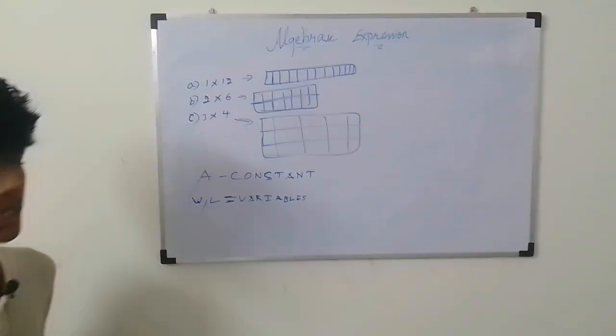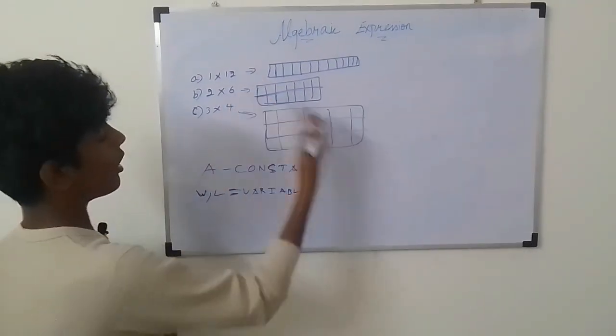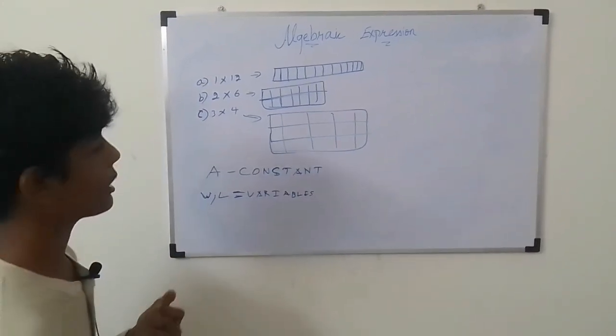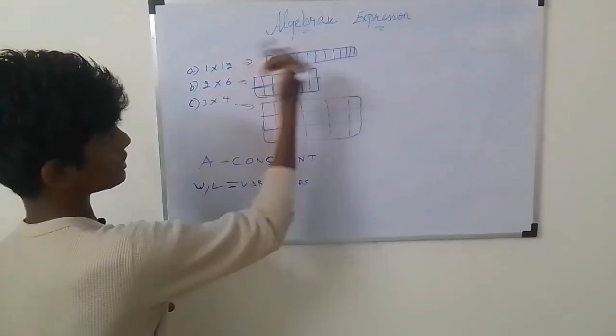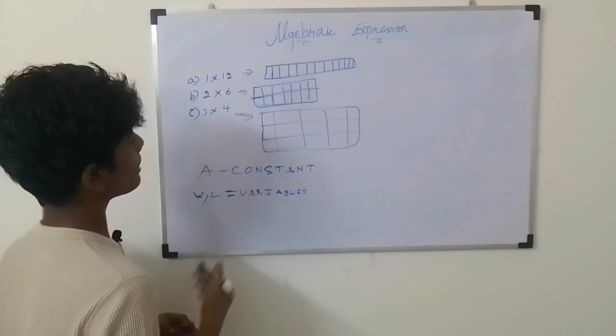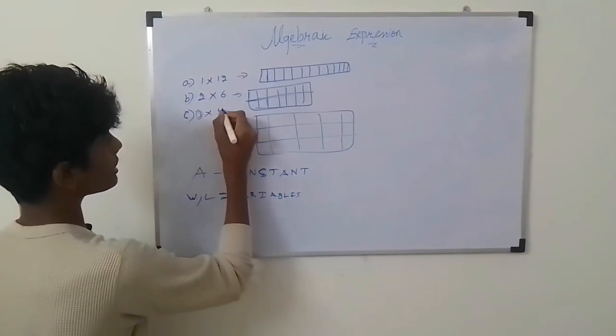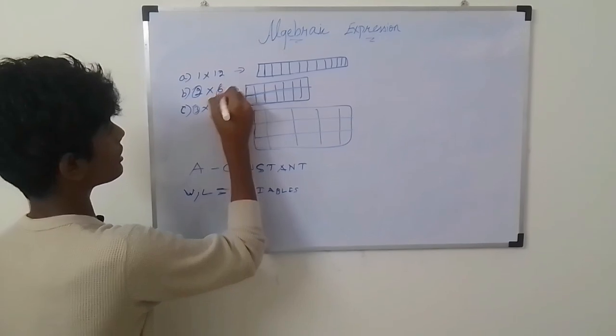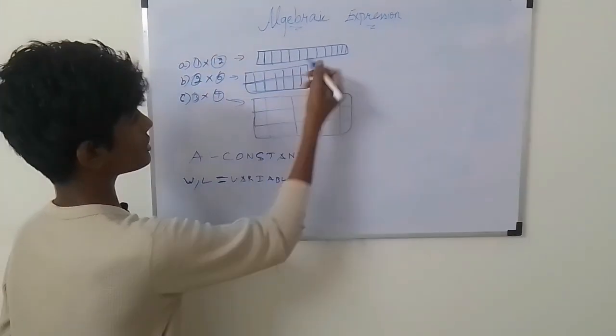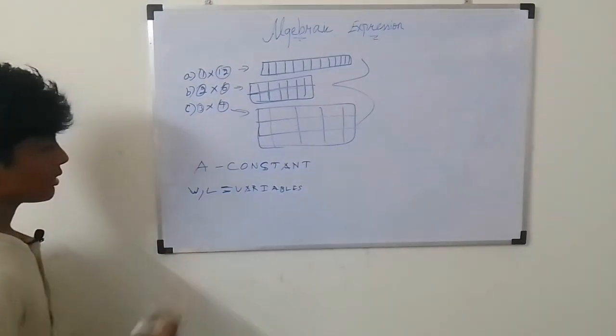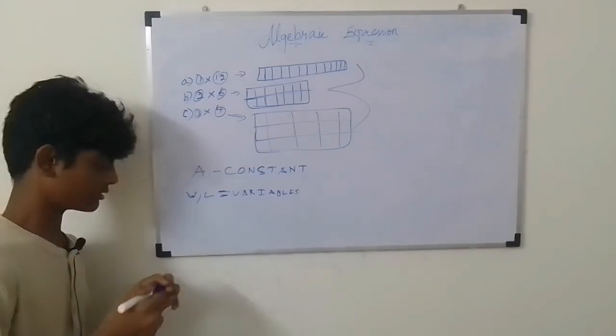So why are W and L variables? All the rectangles have the area 12, but each of the rectangles is different. The first is 1 by 12, the second is 2 by 6, the third is 3 by 4. So these are the width and the length, and the width and the length are changing in each rectangle. So W and L are the variables, A is the constant.